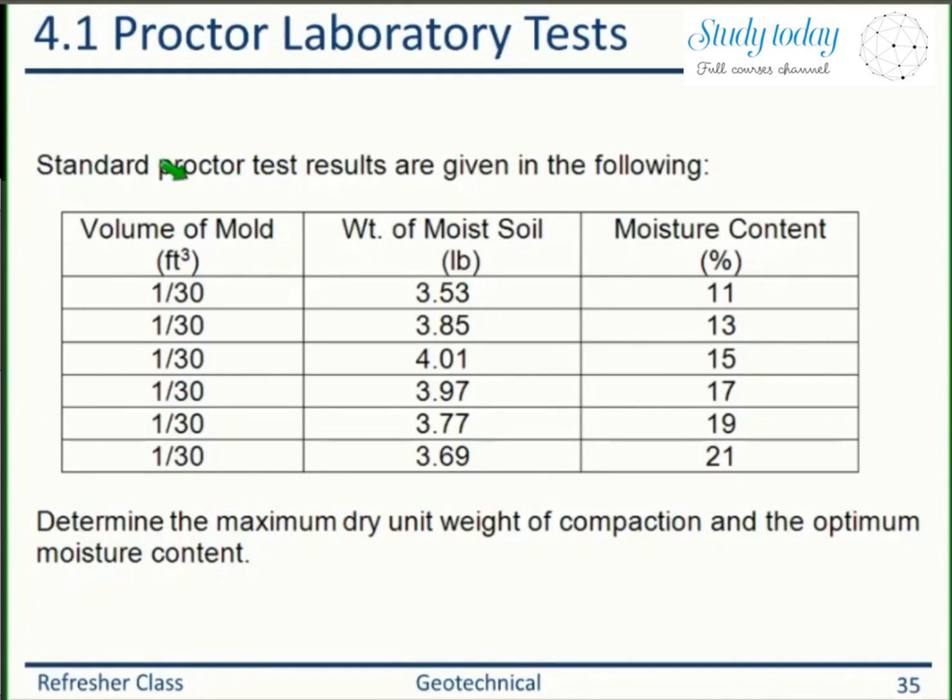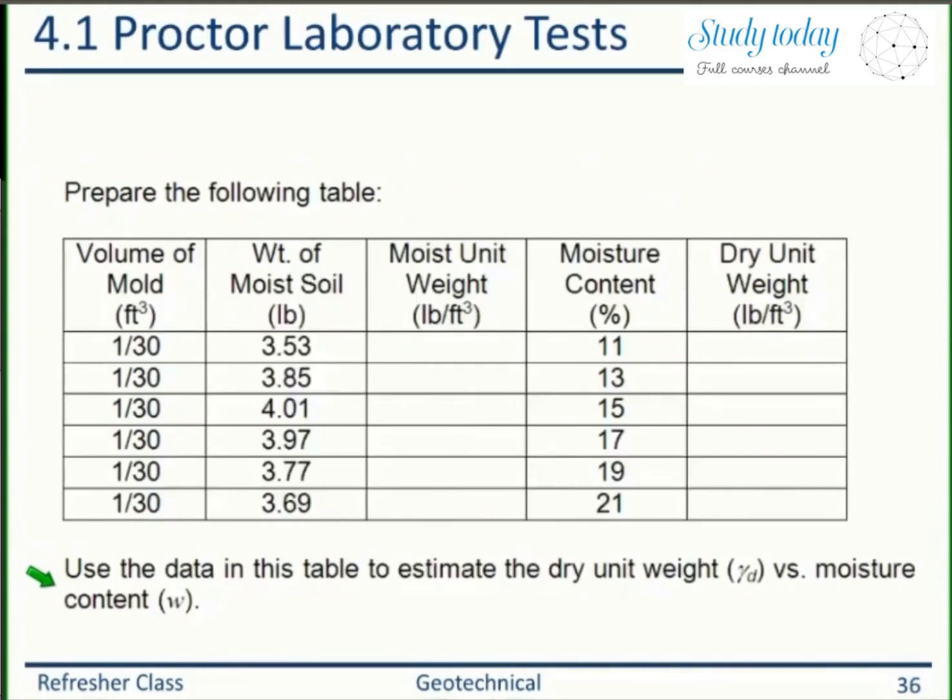Standard Proctor test results are given in the following. The volume of the mold is constant. The volume of the mold for the standard Proctor test or modified Proctor test remains the same. The weight of moist soil, the total weight, is given, and the corresponding moisture content is given. You are required to find gamma D max and the corresponding optimum moisture content.